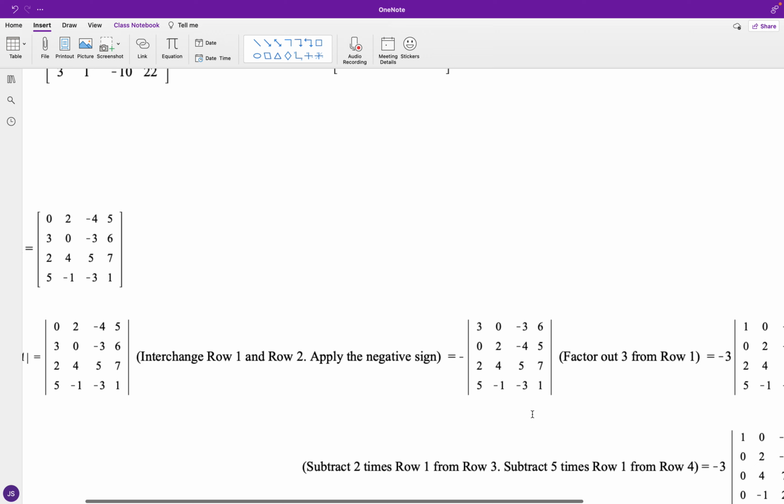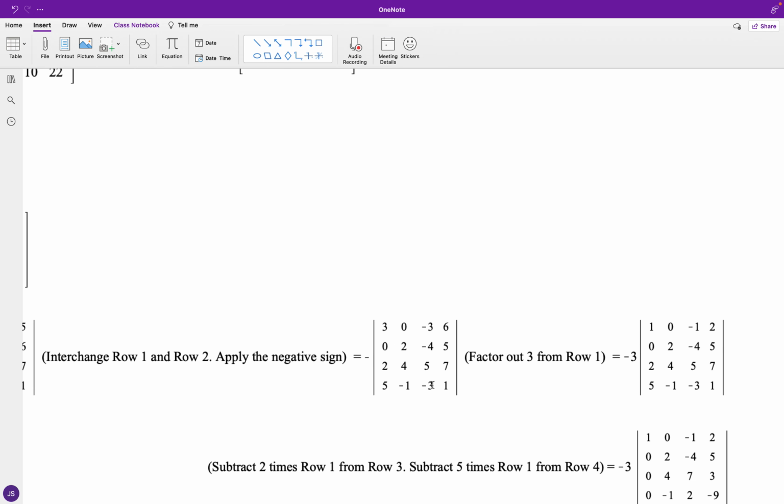So if I interchange, now I'm going to have 3, 0, negative 3, and 6 at the top, and 0, 2, 4, 5 on the bottom. Now, before I gave examples with 3 by 3 determinants where I had 3, 6, and 9 at the top, and I could have factored out 3, but I did not, but I could have. But in this particular case, now I've got 3, 0, negative 3, and 6. All these values are multiples of 3. So what I can do here is change the 3 in the upper left-hand corner to 1.